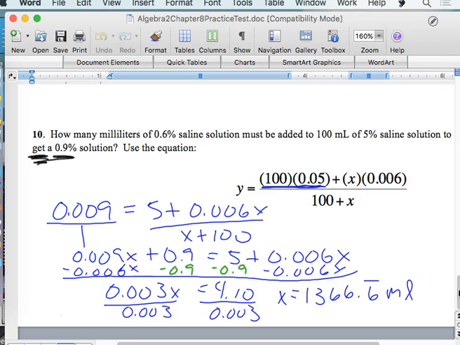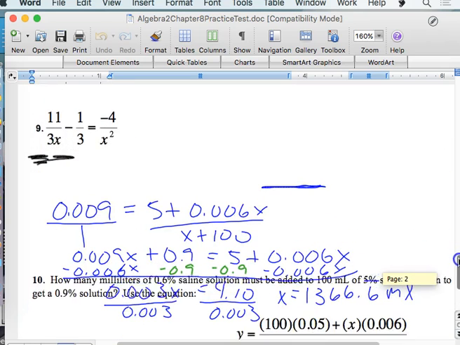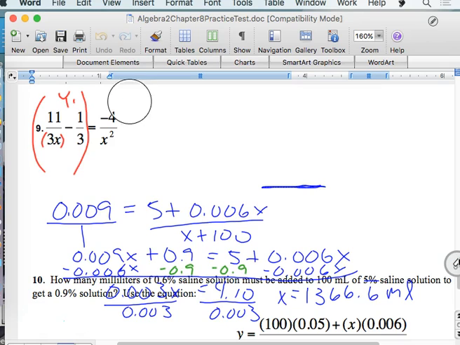Now, how do you check the other ones? Let's just say you wanted to be able to check this. You could check this using graphing. You just have to make sure that you put parentheses here and made this y sub 1 and this y sub 2. Make sure that you're right. But this one you should have already checked because the instructions said check for extraneous solutions.